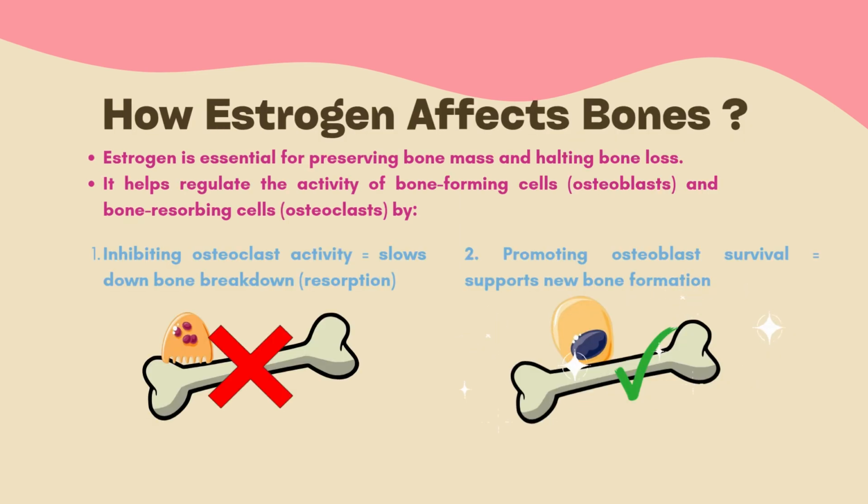So, the question is, how exactly does estrogen affect the bone? Estrogen is essential for preserving bone mass and preventing bone loss. It helps regulate the activity of the bone-forming cell, which is the osteoblast, and the bone-absorbing cell, which is the osteoclast. Firstly, it inhibits osteoclast activity, which slows down bone breakdown or resorption. Second, it promotes osteoblast survival, which will then support new bone formation.